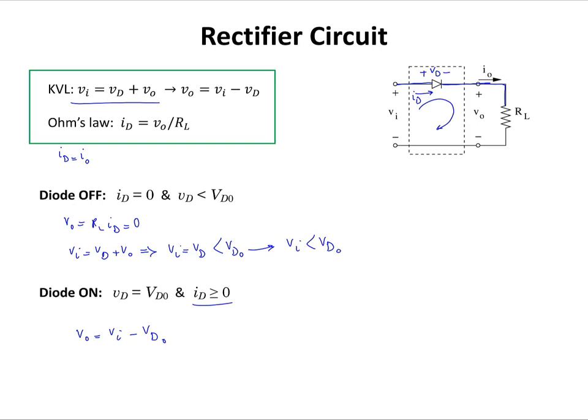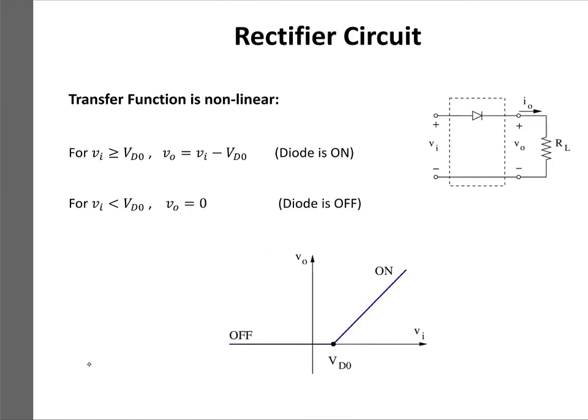I'm going to say that Id equals Vi minus Vd divided by R. Vd is equal to Vd naught, so I'm going to have Vi minus Vd naught divided by R. This quantity must be greater than or equal to 0. From there, Vi must be greater than or equal to Vd naught. So I found this condition of Vi for the diode being on, and I found the output voltage. Let's see how we are going to use that to draw the transfer function.